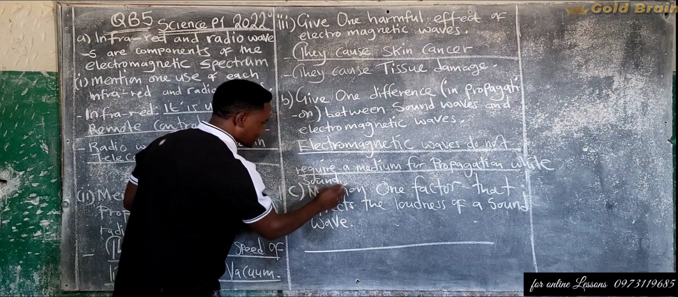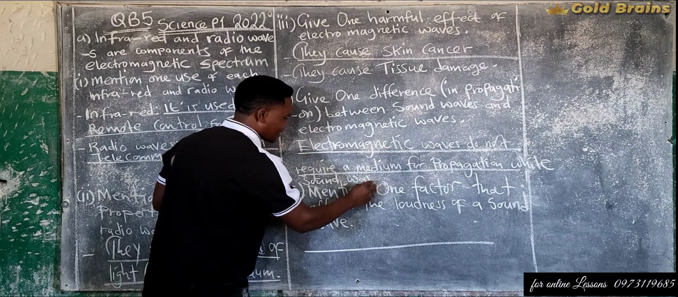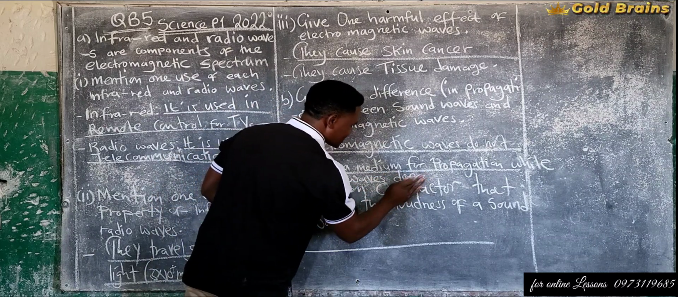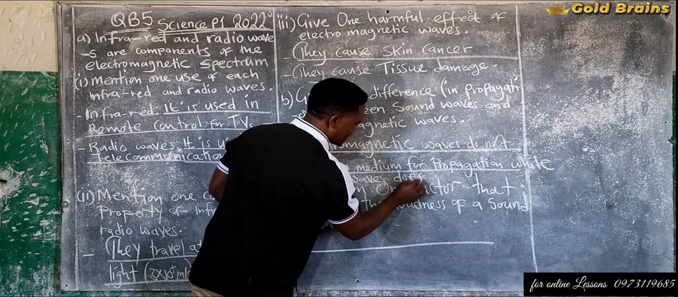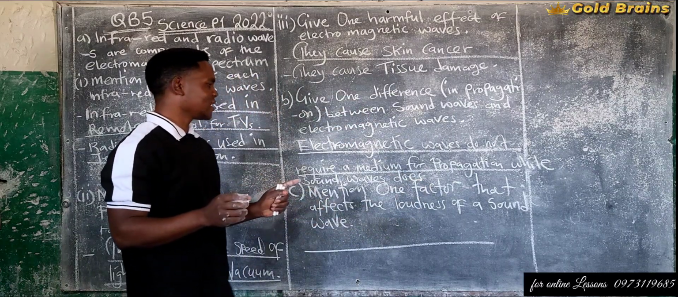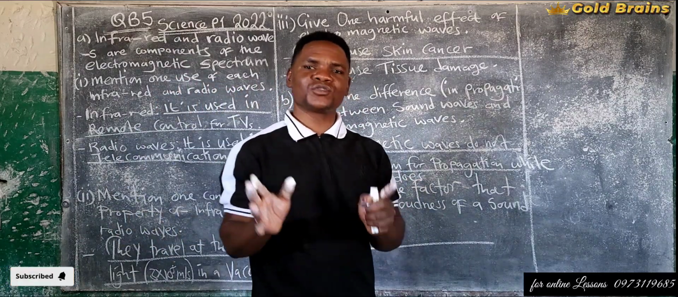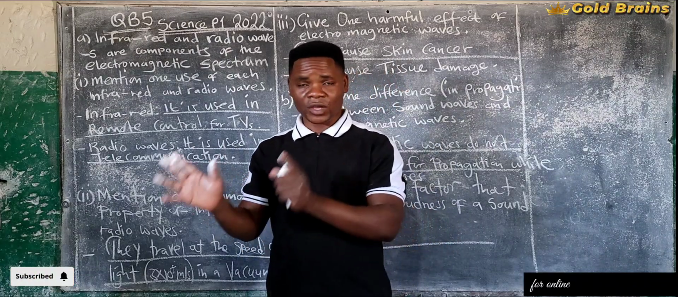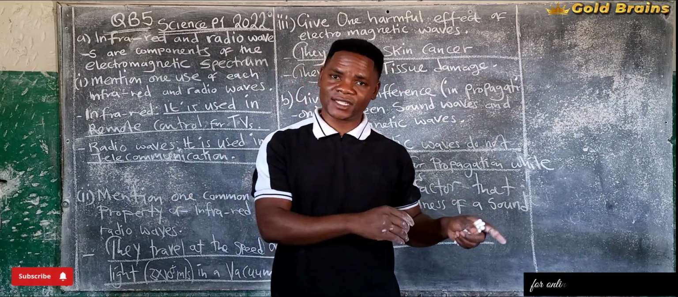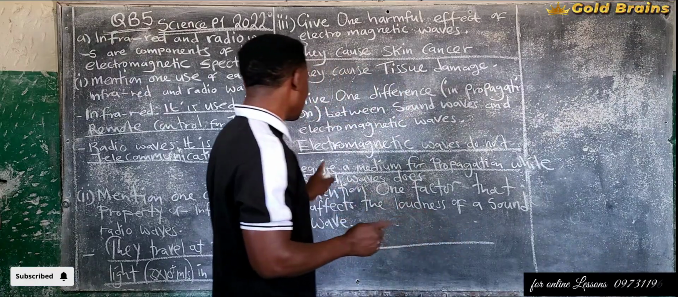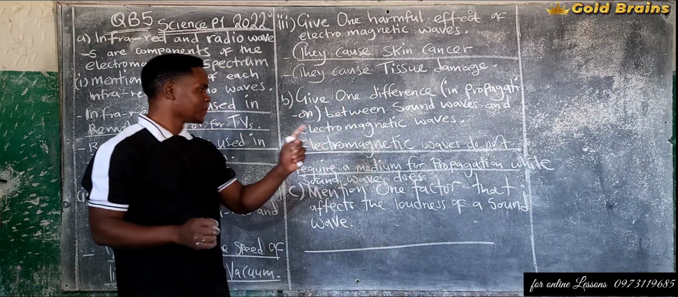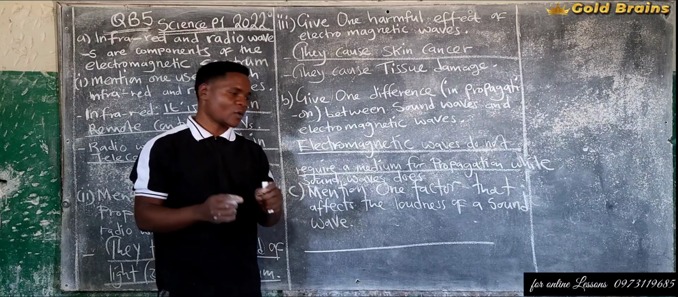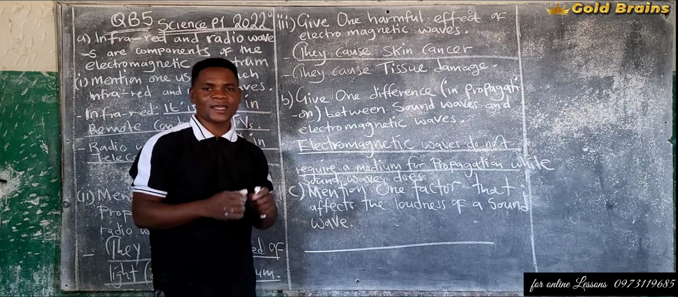Sound waves, on the other hand, do. So we see that electromagnetic waves do not require a medium for propagation, while sound waves require a medium for propagation. In this case, you can just say electromagnetic waves do not require a medium for propagation, while sound waves require a medium for propagation.